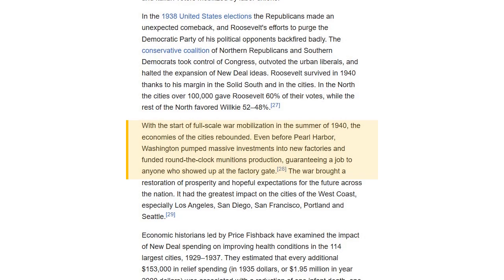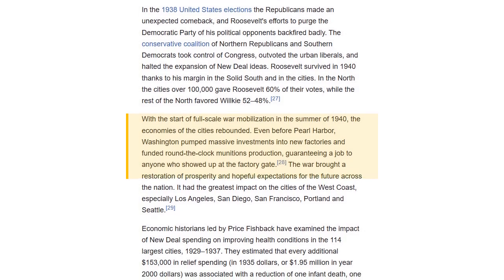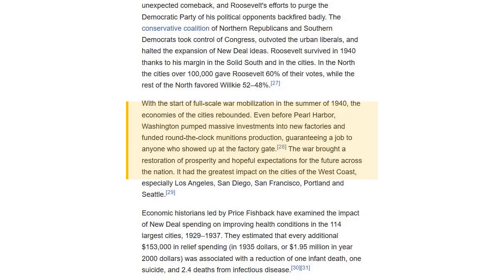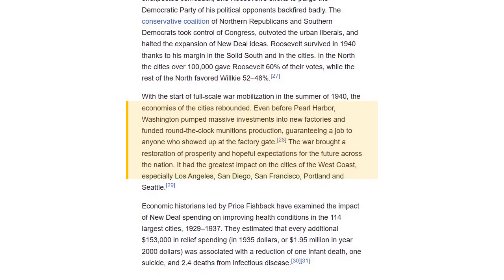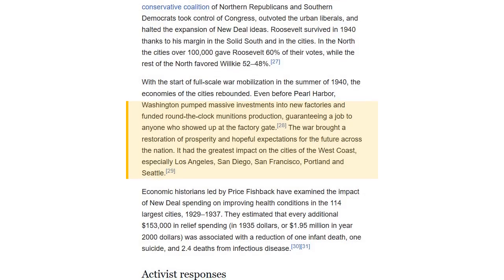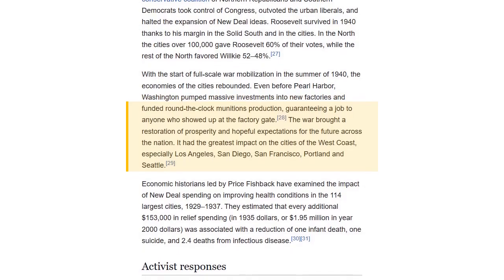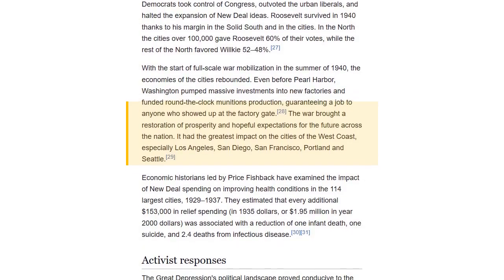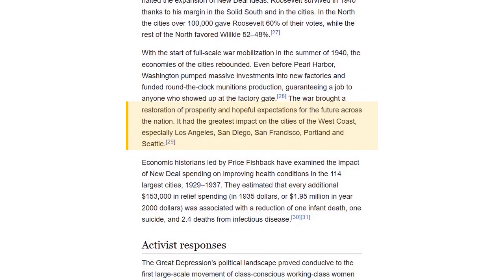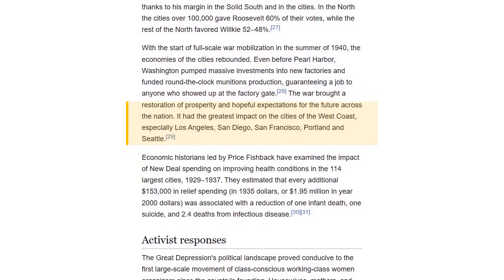With the start of full-scale war mobilization in the summer of 1940, the economies of the cities rebounded. Even before Pearl Harbor, Washington pumped massive investments into new factories and funded round-the-clock munitions production, guaranteeing a job to anyone who showed up at the factory gate. The war brought a restoration of prosperity and hopeful expectations for the future across the nation. It had the greatest impact on the cities of the West Coast, especially Los Angeles, San Diego, San Francisco, Portland, and Seattle.